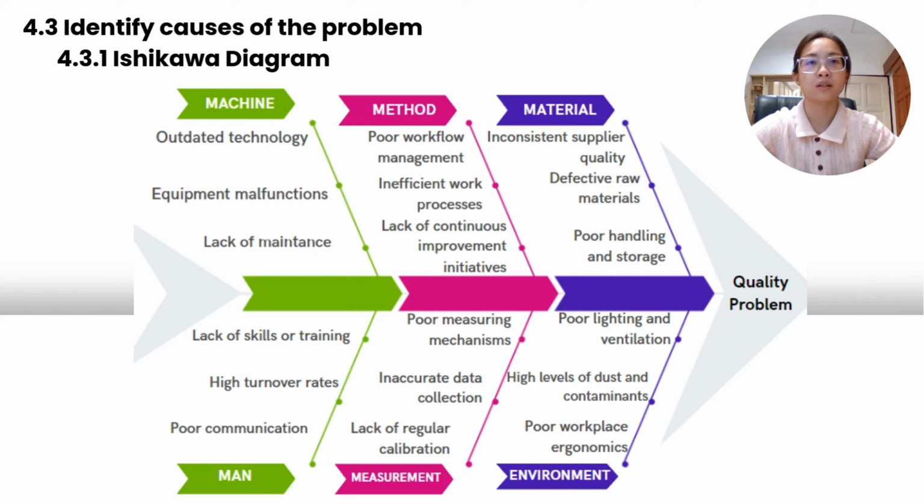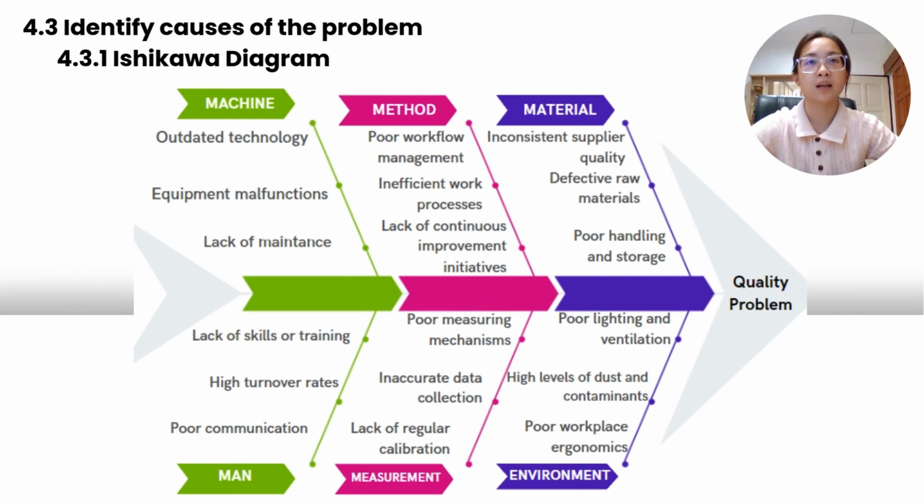For the material category, it focuses on issues related to the raw materials used in production. Poor handling and storage of materials further contribute to quality issues, as damaged or contaminated materials enter the production process, and also inconsistent supplier quality and defective raw materials.